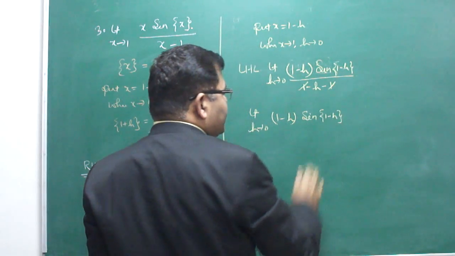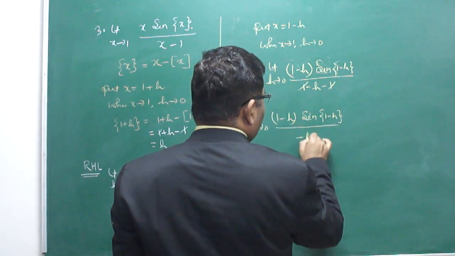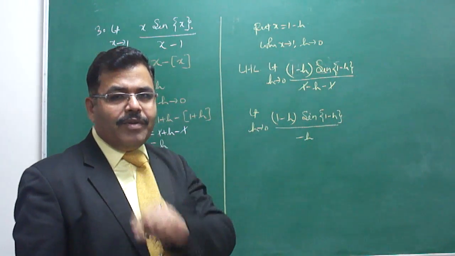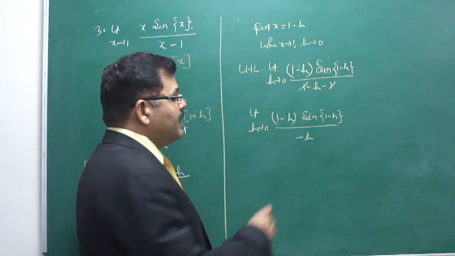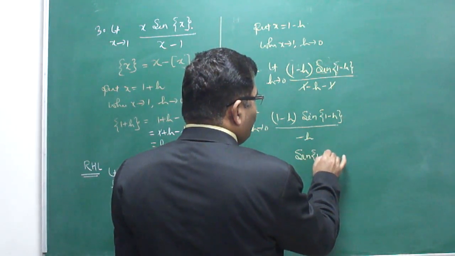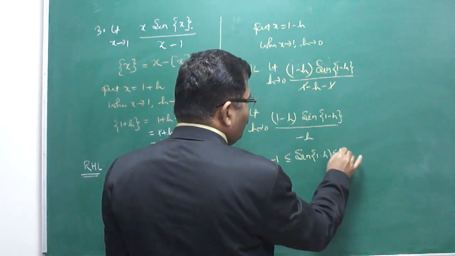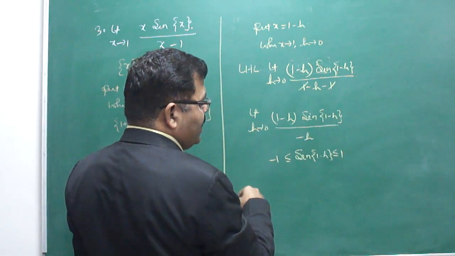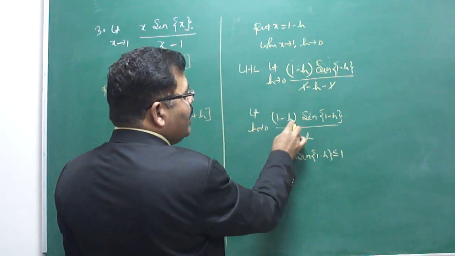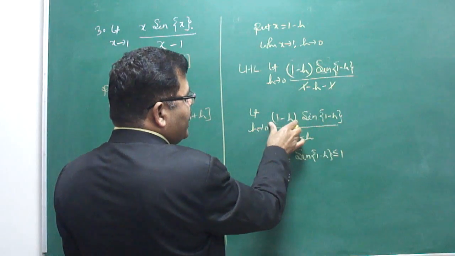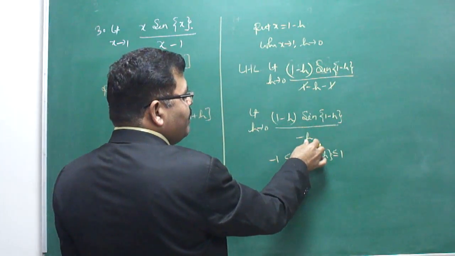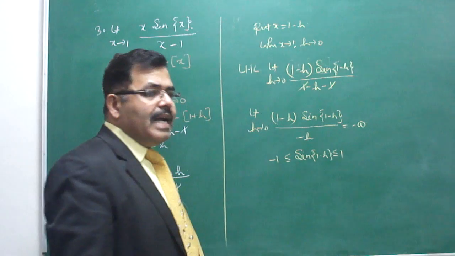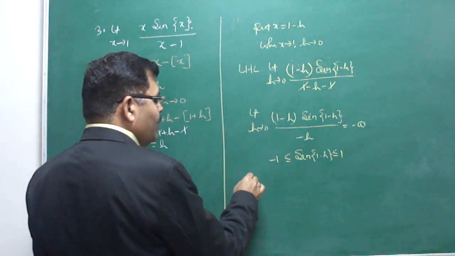Now it will come like 1 minus h times sine of 1 minus h. This is a sine function, and everybody knows the value of the sine function has a certain boundary. It oscillates between minus 1 and 1. Maximum value can be 1, minimum value can be minus 1. So that will be a finite value. Here, h becoming 0, 1 minus 0 is 1, that is also finite. Finite multiplied by finite is finite, but here the denominator will be 0. So something divided by 0 is infinity. The left hand limit and right hand limit are not equal, and therefore the limit does not exist.